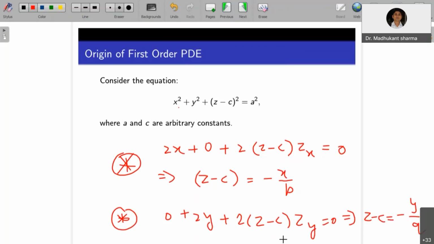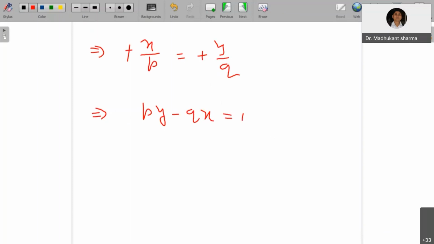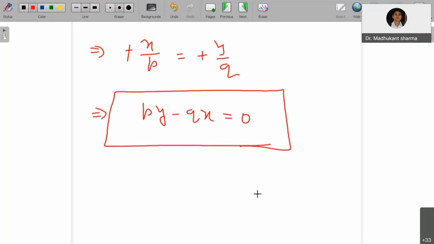Now as I mentioned, we have to get rid of the arbitrary constant c as well. How would you do that? From these two equations, z minus c equals this and z minus c equals this, so both should be equal. This implies minus x by p is equal to minus y by q. Now this implies py minus qx equals 0. So this will be the associated partial differential equation.